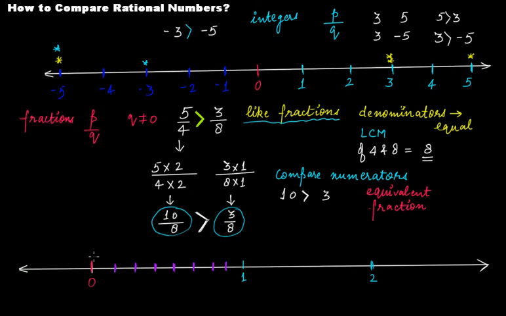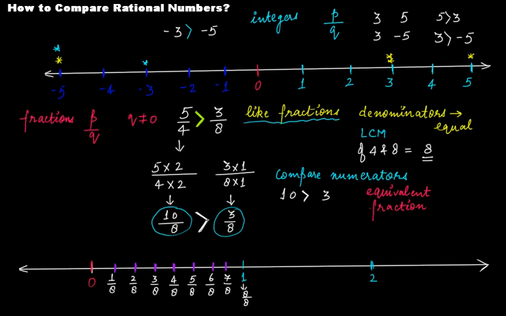This becomes 1 over 8. This becomes 2 over 8. This becomes 3 over 8. This becomes 4 over 8. This becomes 5 over 8. This becomes 6 over 8. And this becomes 7 over 8. And this 1 is actually 8 over 8. If you divide 8 by 8, what do you get? 1 only, right? And that makes sense.